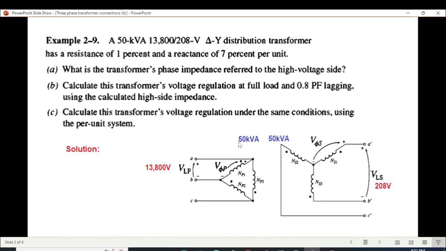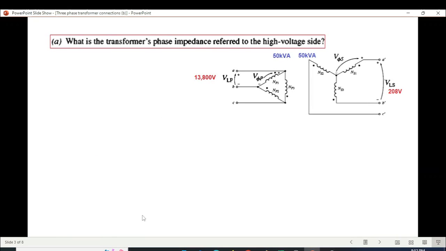So this is the power. Power remains the same on both sides, the primary or secondary, 50 kVA. 13800 is the line-to-line voltage, and 208 is the secondary line-to-line voltage. Now the first question is, what is the transformer phase impedance referred to the high voltage side? So we have to find the impedance of one phase, any one phase.